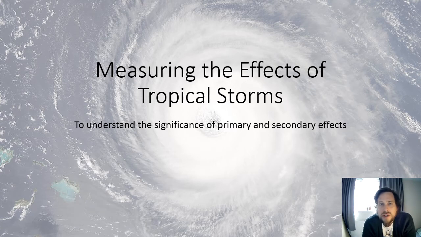Hi girls. So you should have learnt a lot about tropical storms, about their formation and their distribution, and you should have been researching Typhoon Haiyan, which happened in the Philippines. So we're now going to think about measuring the different effects of tropical storms. So we're going to understand the significance of the different primary and secondary effects. So there'll be a few reminders in here, and because we're doing significance, you have to think about how important each one is.